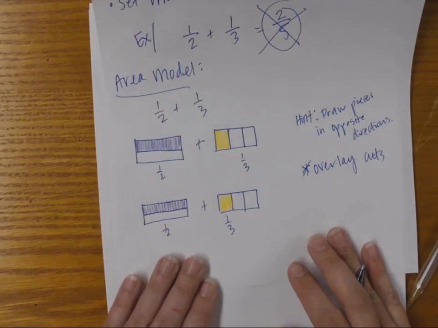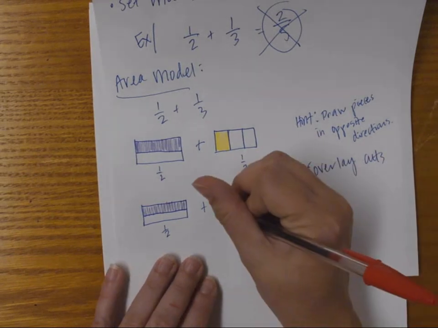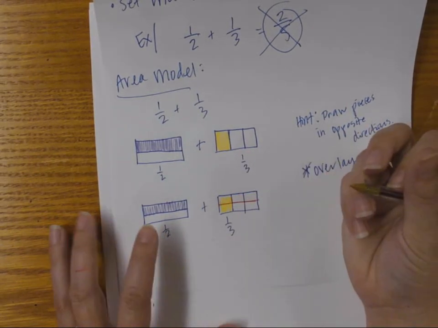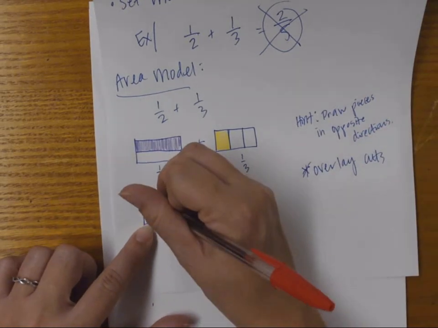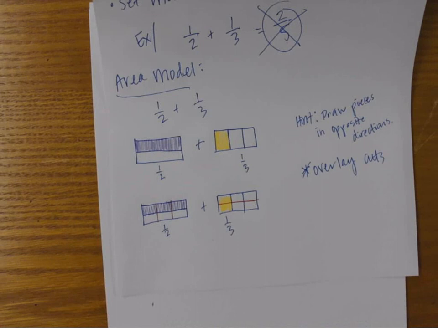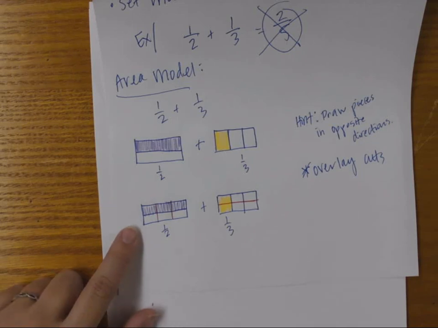But now, with a red pen, I'm going to split this one in half this way and split this one in thirds vertically. And the reason why I did that is because now I have equal pieces and I can see easily how to add 1/2 and 1/3. The difference here is the name of this changed.